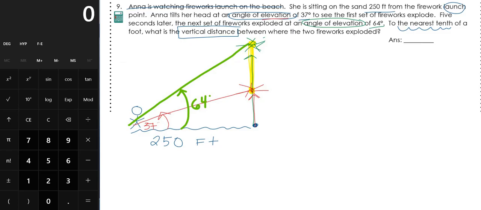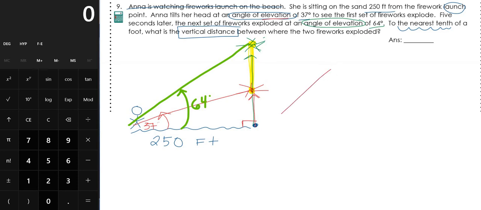Well, with trig, we first need to make sure you have right triangles, and we do. The launch going upwards and the sand along the ground is going to create your right angle. What you should notice is there's actually two overlapping right triangles. So what you're going to have to do is break out these two right triangles and take a look at what we have. Let's break out that bottom red right triangle that had the 37 degree angle of elevation.